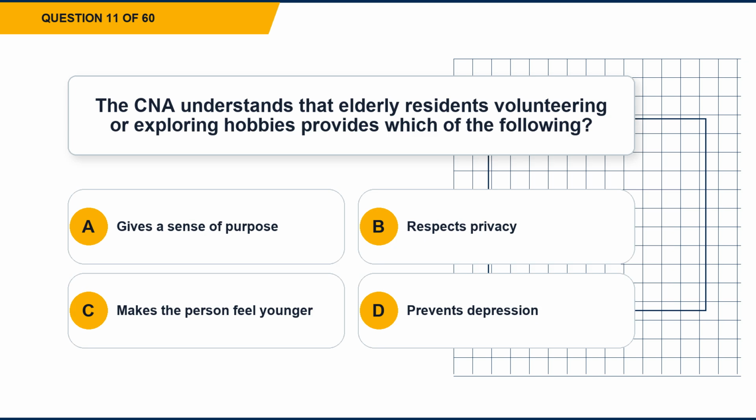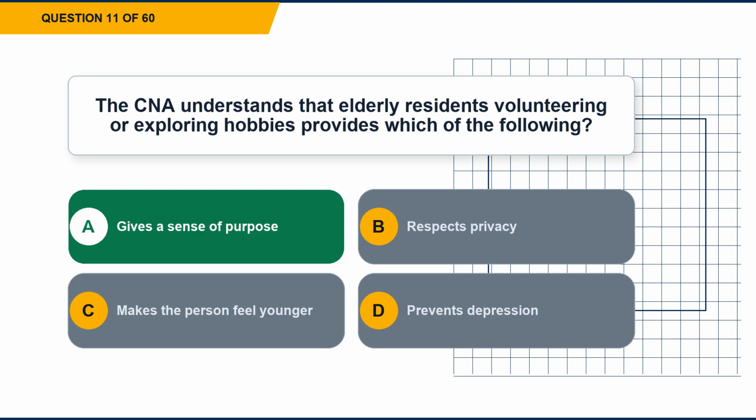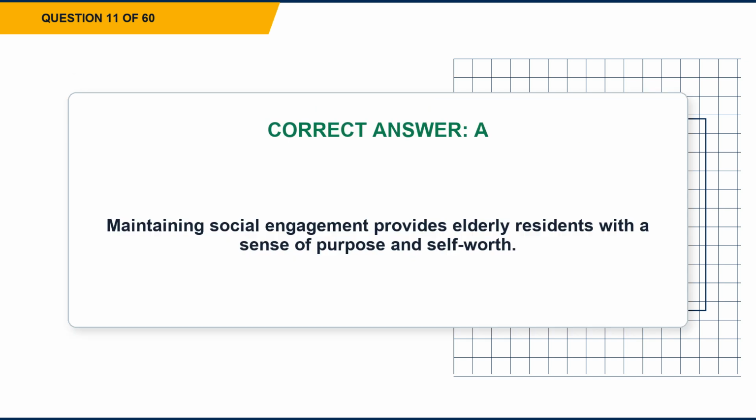Question 11. The CNA understands that elderly residents volunteering or exploring hobbies provides which of the following? Option A. Gives a sense of purpose. Option B. Respects privacy. Option C. Makes the person feel younger. Option D. Prevents depression. The correct answer is option A. Gives a sense of purpose. Explanation. Maintaining social engagement provides elderly residents with a sense of purpose and self-worth.